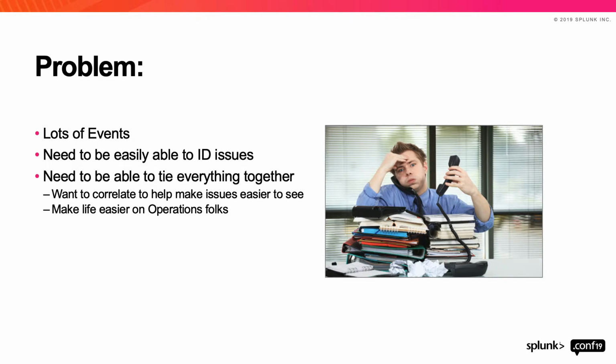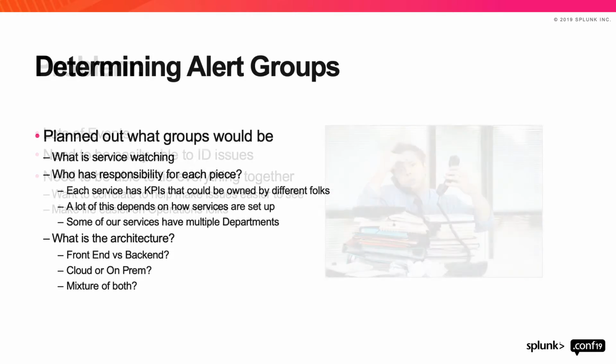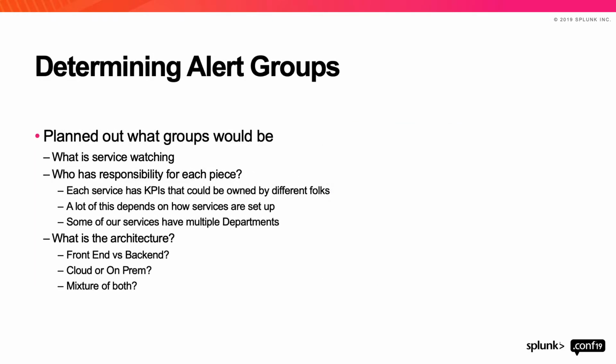So what we wanted to do is make it simple to correlate all those events together and make it easy for the NOC to see. So we came up with the process of alert grouping. All alert grouping is, basically, we're writing a field into the notable event to say what the alert group is. So alert groups may be something from your web store front end. That might be an alert group.